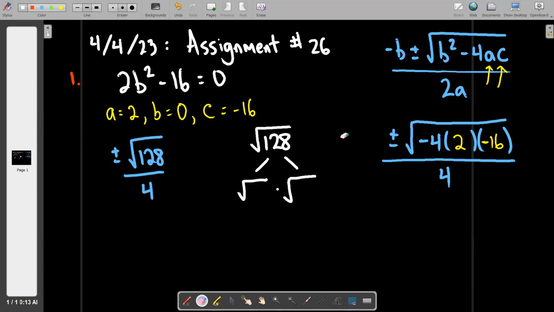Yeah, we already tried 16 and 8. That one. 64 and 2. And we love that because when we look at the leftover root, the 2, then we know that it can't go any further. So its simplified version of itself is 8 root 2.